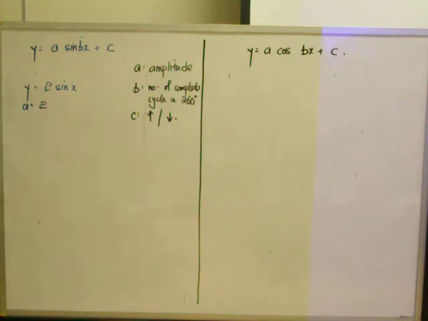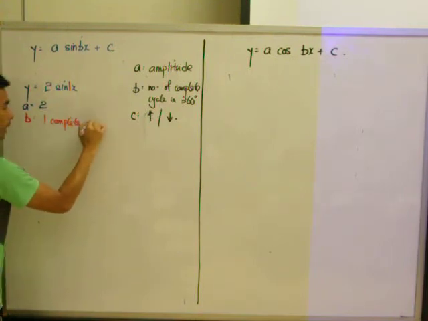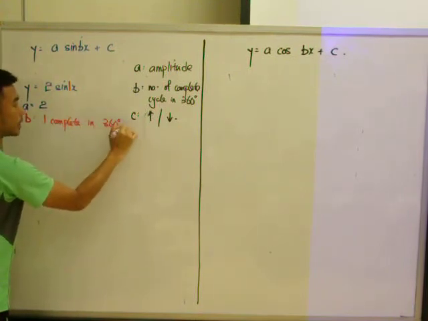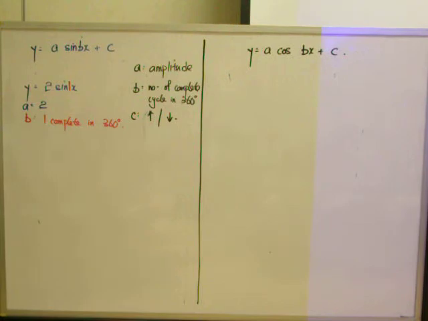What is the value of B over here? 1. What does 1 tell me? One complete cycle in 360 degrees. So you must identify your A, B, C first. Is there any value for C? No, it's just plus 0. That's the best. If you don't have a plus 1, the questions are usually easier. So now, how do we sketch?